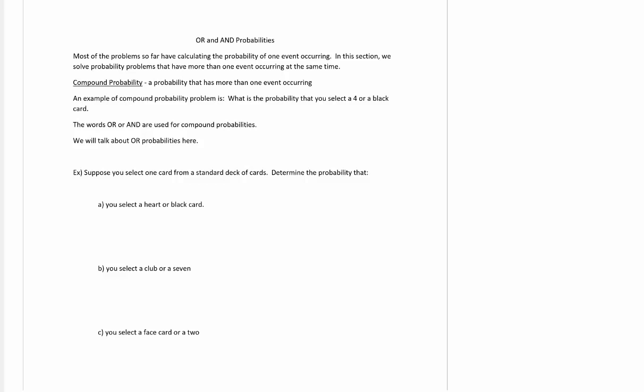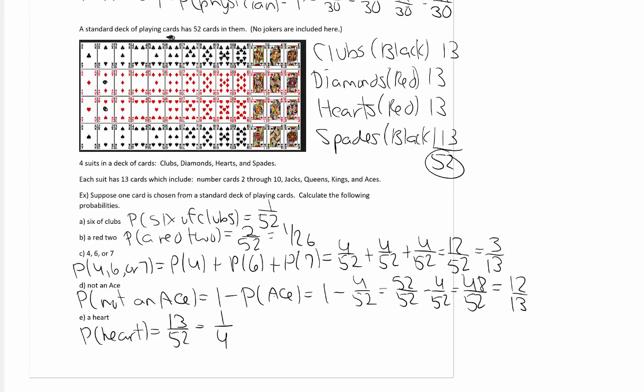So the words "or" and "and" are used for compound inequalities. Again, we're going to talk about OR probabilities here. So suppose you select one card from a standard deck of cards. Determine the following probabilities. Before we answer these questions, let's review what is in a deck of cards first.